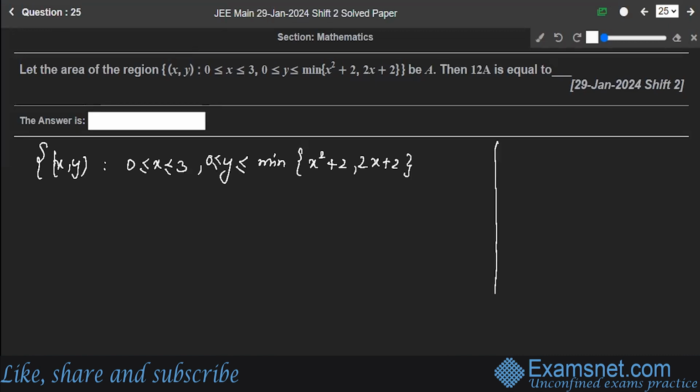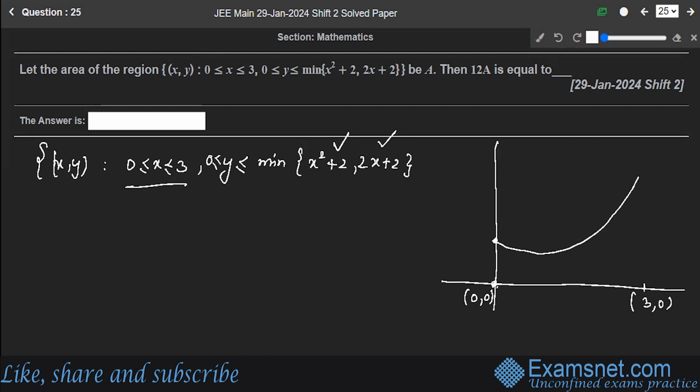So this is the line, first of all. From here, you have x is equal to 0. This is origin. And let's say this is the point 3, 0. So I got the x coordinate. Let's talk about the y coordinate. You're having two curves, one curve and one line. This is the curve and this is the line. X squared plus 2 is the given curve. When x is equal to 0, y will be 2. So this is the point from where the curve is starting. It will go something like this. This is your curve, x squared plus 2.